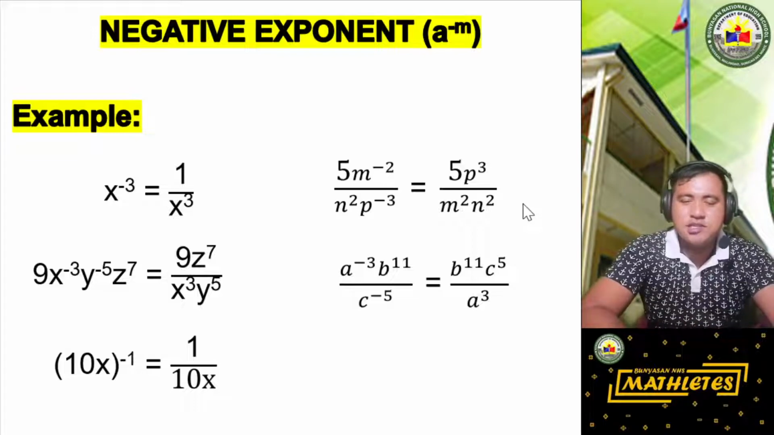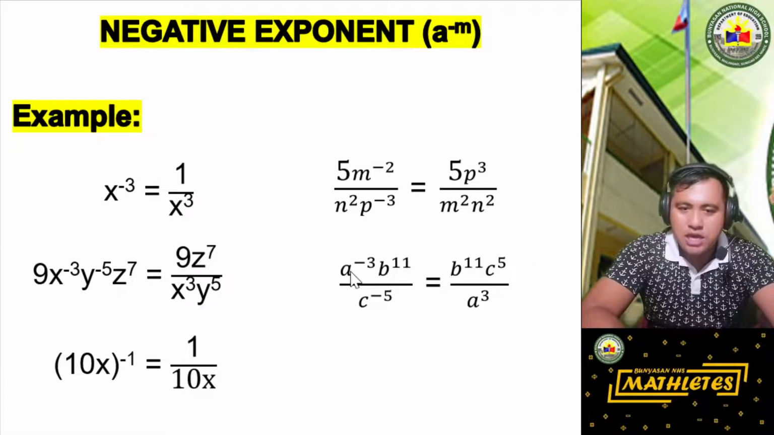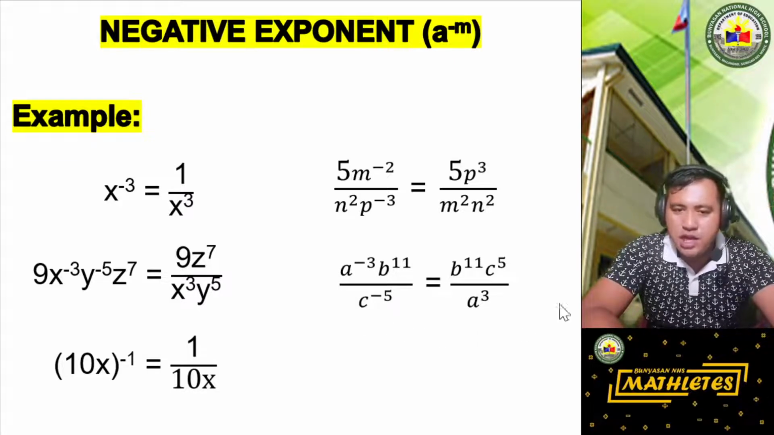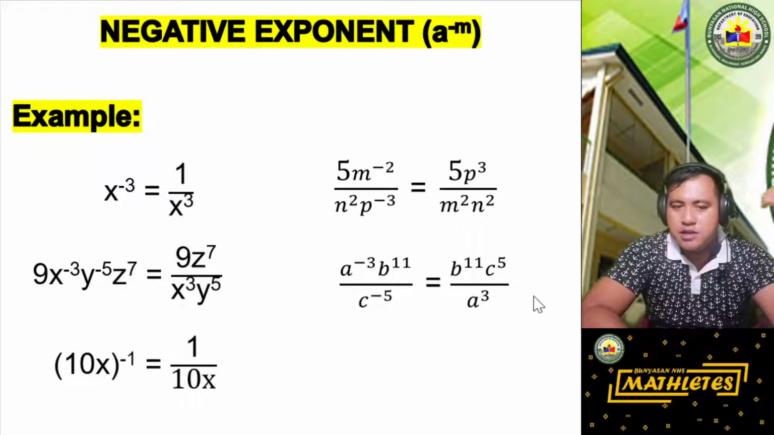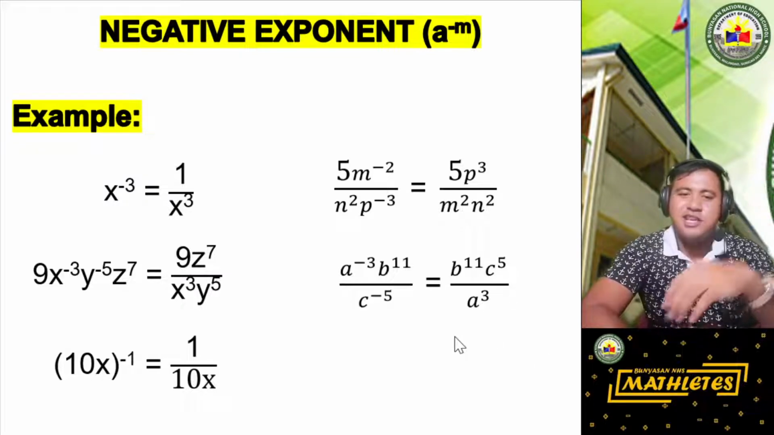Okay, next is a to the power of negative 3 b to the power of 11 over c to the power of negative 5. So, si a has a negative exponent, and then si c has a negative exponent. So, sila yung ililipat natin. So, magiging b to the power of 11, c to the power of 5. So, nandito na si c, positive na. Then, over a to the power of 3. Si a, positive na rin. Inilipat na. Okay, that's it.